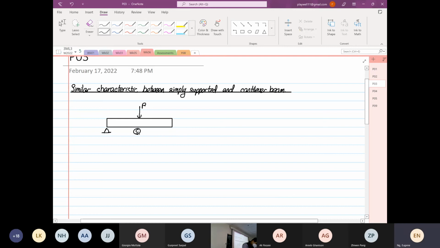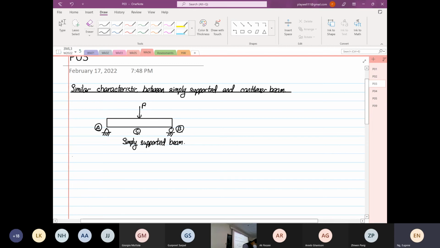So at point A is a pin, and at point B is a roller. Okay. So now, why does failure occur at point C? Right. So how can we address it? Why does failure occur at point C? Okay. So I'm initially going to show the simply supported beam.